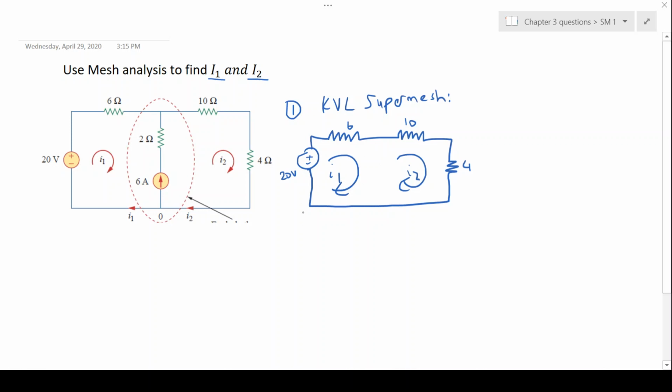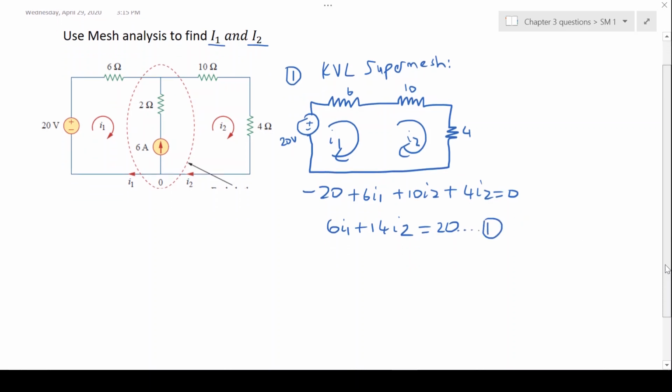And if we do a KVL, we're going to say negative 20 plus 6I1 plus 10I2 plus 4I2 gives you 0. And if we simplify this, we're going to say 6I1 plus 10 plus 4 is going to be 14I2, gives us the value of 20, with 20 moving to the other side. So this will be our first equation.